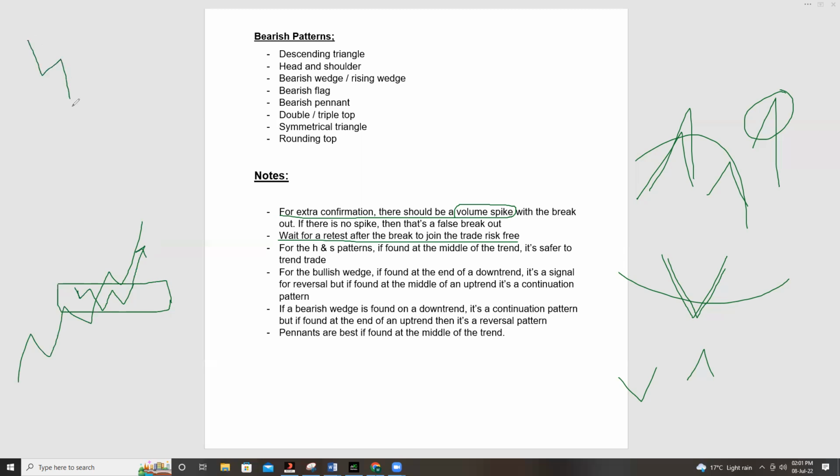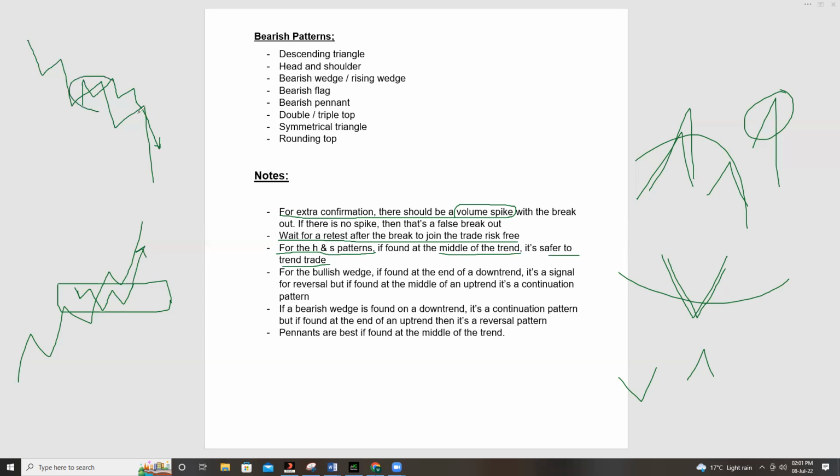If I'm on the selling cycle and on stage 3, I encounter a head and shoulder, what am I supposed to do with it? I'm supposed to continue with the trend. So basically, that's what point number 3 is saying. For the head and shoulder patterns, if they are found at the middle of the trend, it's safer to trade. Don't start getting scared like, oh, it's supposed to be a reversal pattern.